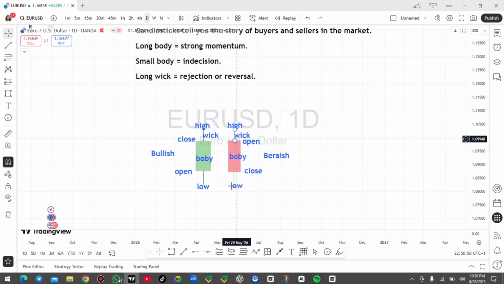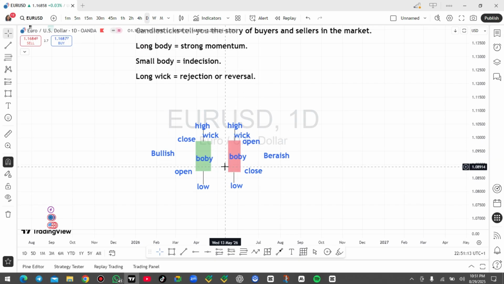And this is the wick. You can call it shadow. A lot of people call it shadow, a lot of people call it wick, depending on what you call your own. And this is the body of the candle, telling you who is in control of the market.